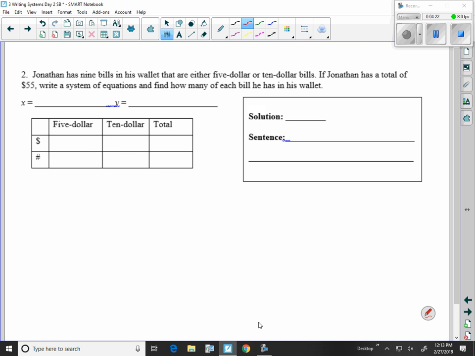Okay, you can call him John for short if you want to. Jonathan has 9 bills, like money bills. So he has 9 bills in his wallet that are either $5 bills or $10 bills. If John has a total of $55, write a system of equations. So let's pick out what our x variable and our y variable are going to be. What do you think? X is probably 10. No, 5. We'll make that the number of $5 bills. And we'll make y the number of $10 bills.